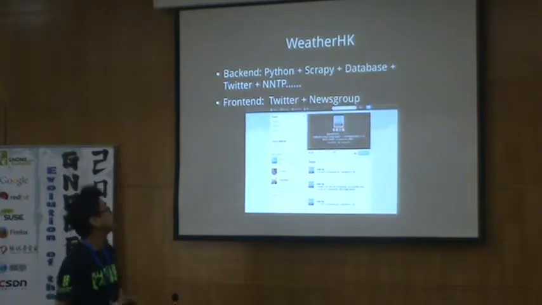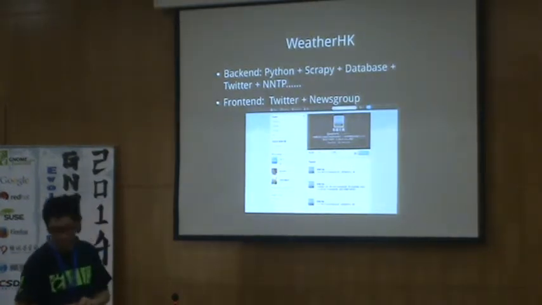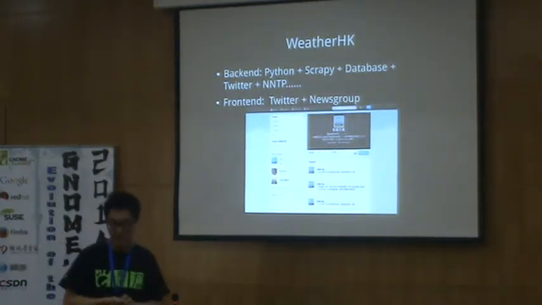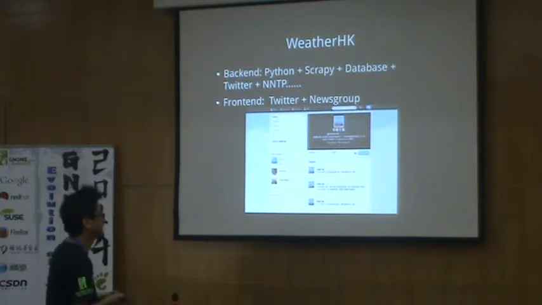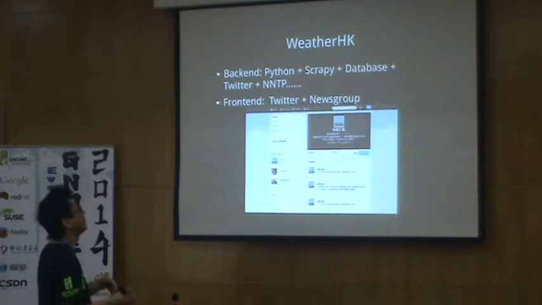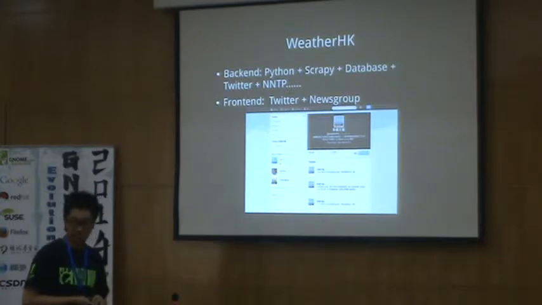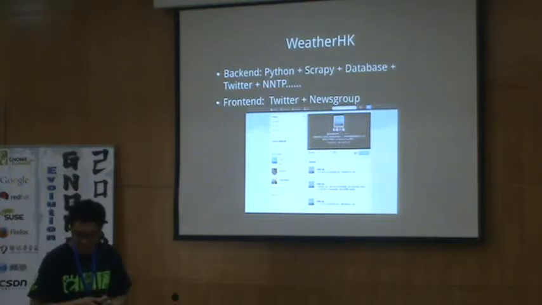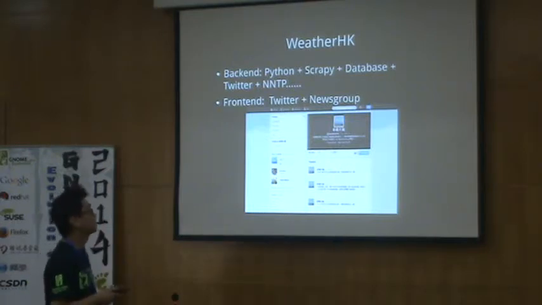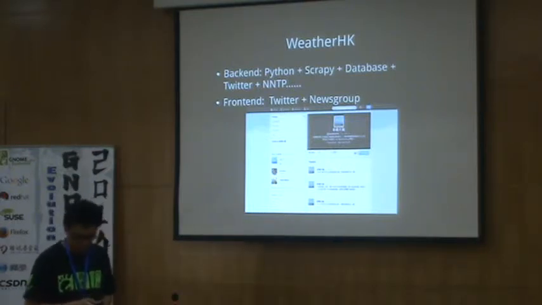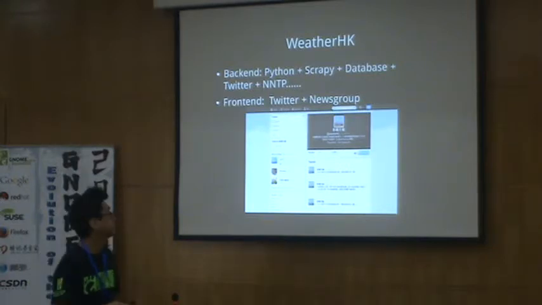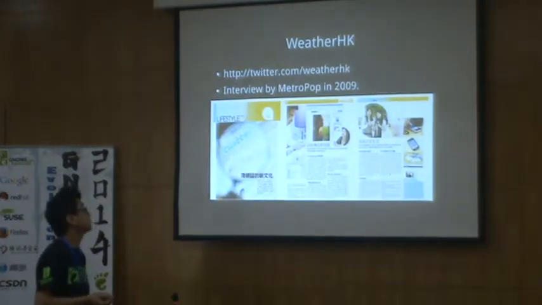And the backend side actually uses Python, Scrapy with a database, and Twitter and NNTP. NNTP is a protocol of Usenet. Five years ago, I was still using Usenet with my friends. And the project used Twitter and Usenet to distribute weather information.